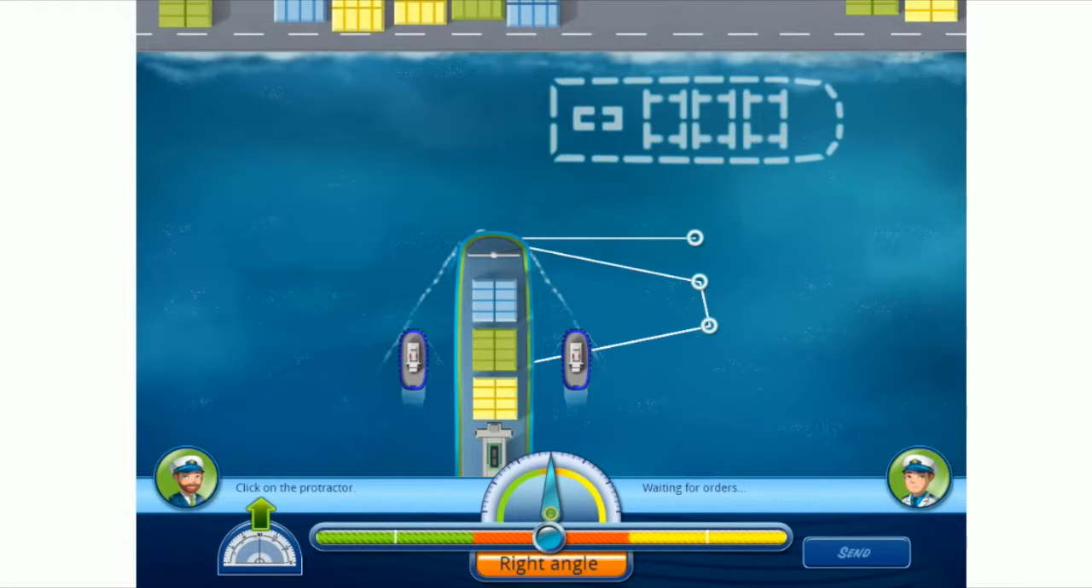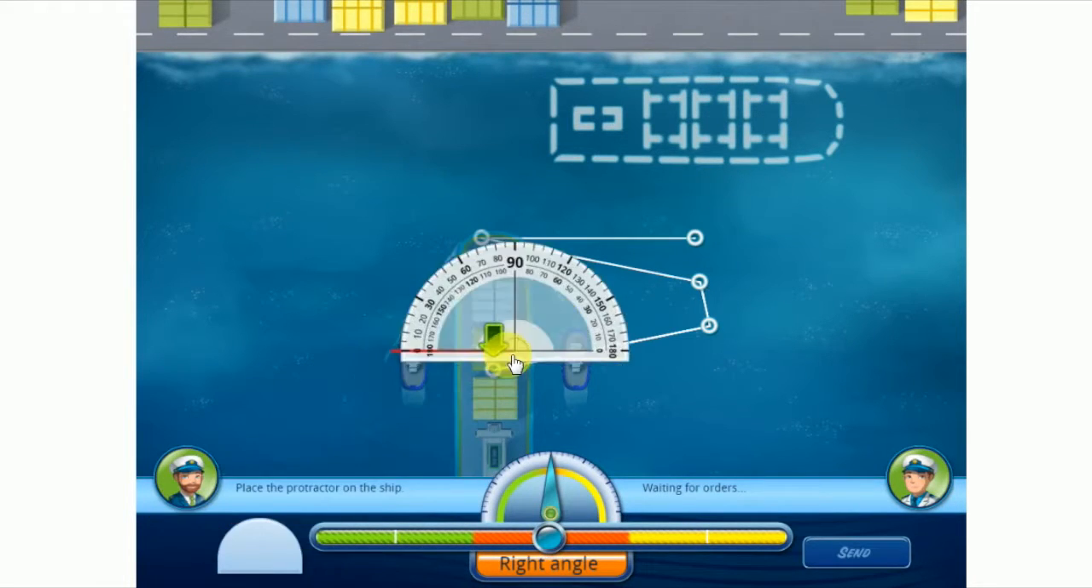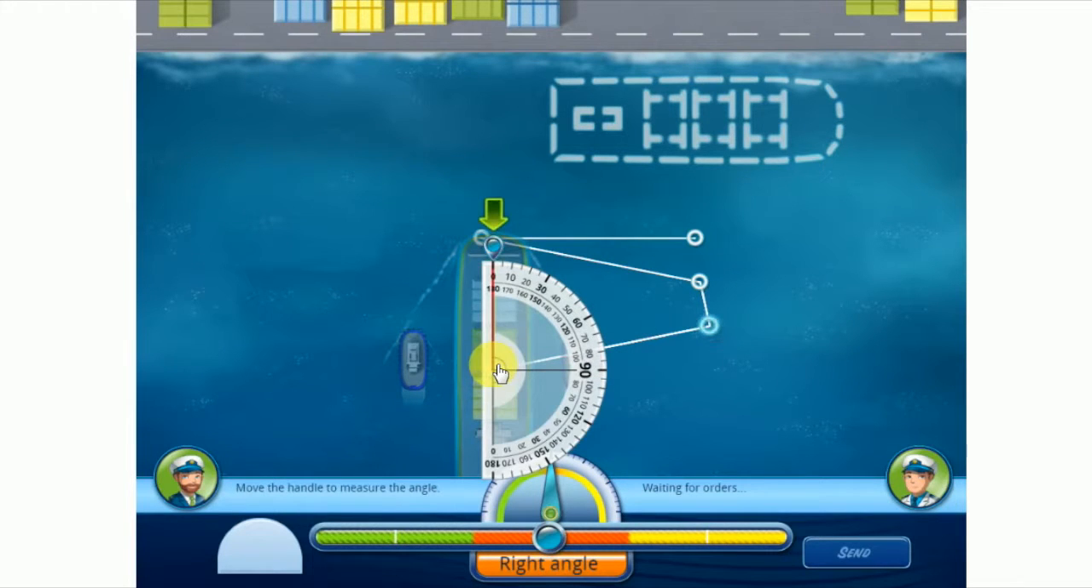This first level requires students to simply indicate the type of angle involved to help them understand the different categories of angles. They simply click on the protractor and place it where they want to measure the angle. Since the angle required for the ship to take the predefined course must be conveyed to the tugboats, the protractor is always placed with its baseline in the same direction as the ship. Here we have an acute angle, so we send the information to the tugboats, which carry out the maneuver.